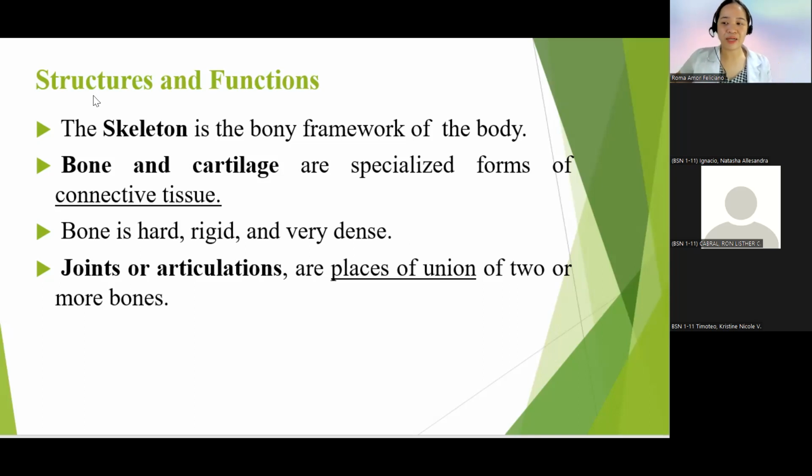So the bone and the cartilage are specialized forms of connective tissue. Kapag dinescribe natin ang bone is hard, rigid, and very dense. Bone is hard, rigid, and very dense.